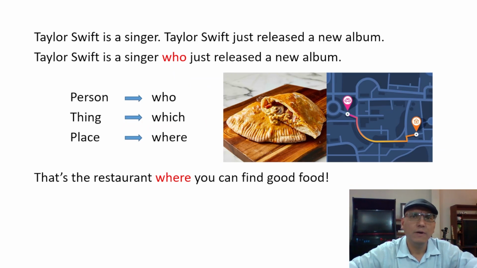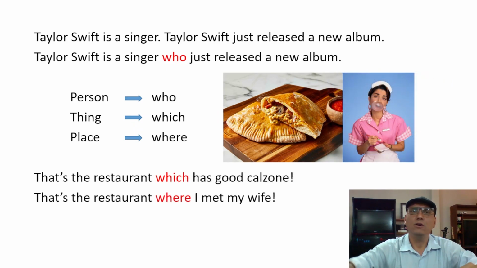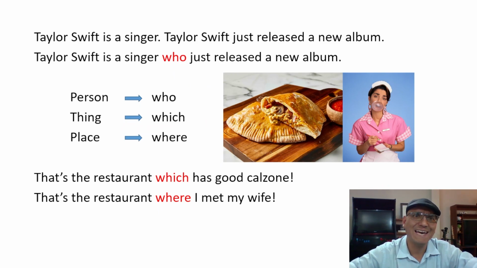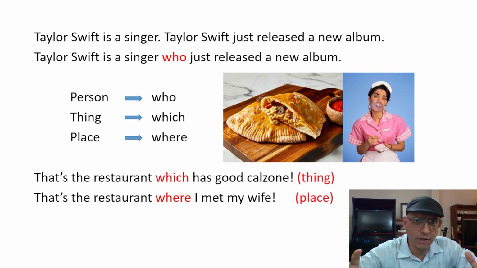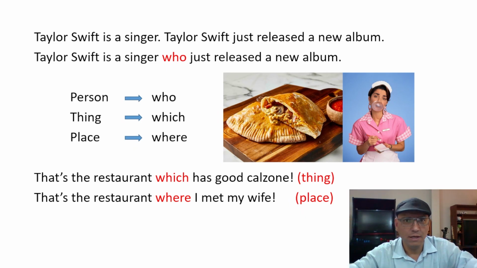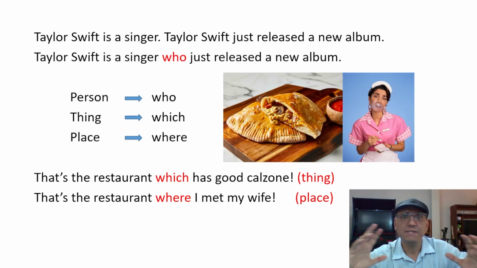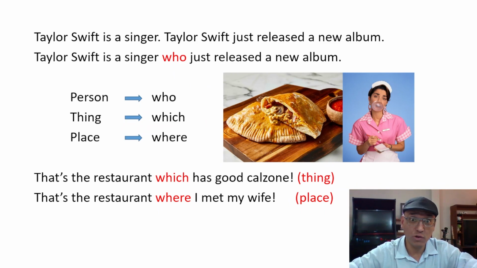So wait a minute, didn't they start off with the same clause? That's the restaurant. Well, how do you know which one you should use? For example, in the first one, that's the restaurant which has good calzone. Here, I'm referring to a thing because there are different types of restaurants, like Mexican restaurants, Italian restaurants, fast food restaurants. But in the second sentence, that's the restaurant where I met my wife. I'm being more specific on the location where I met my wife. I could have met her at the restaurant, at the county jail, or even under a bridge, but that's a location, right?